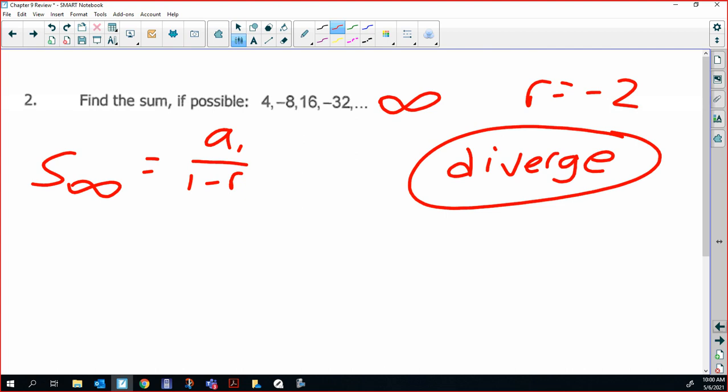Not always when it's a negative. It's just if it's bigger than or equal to 1, ignoring the negative. Yeah. We'll get it tomorrow.